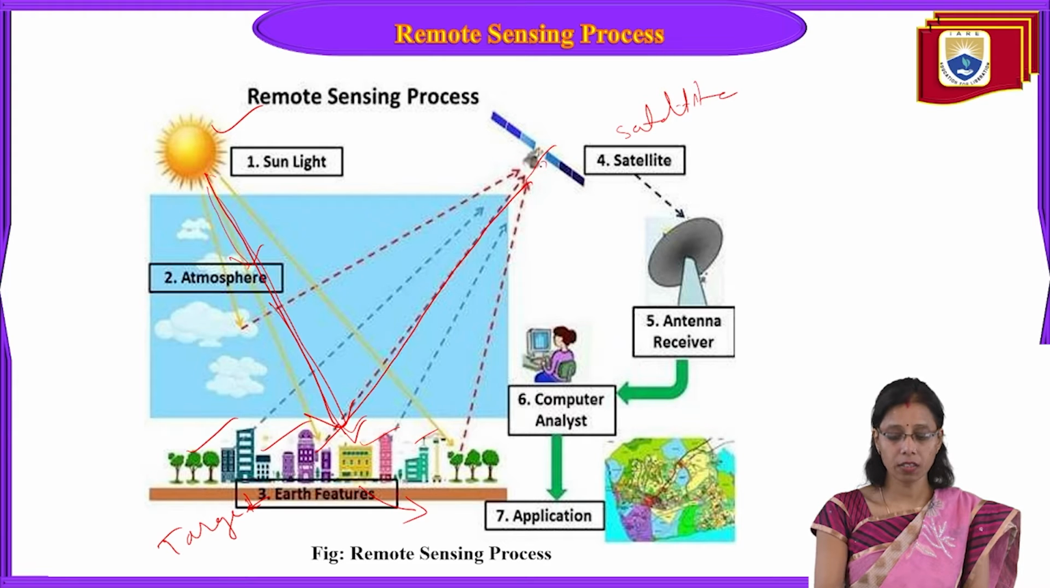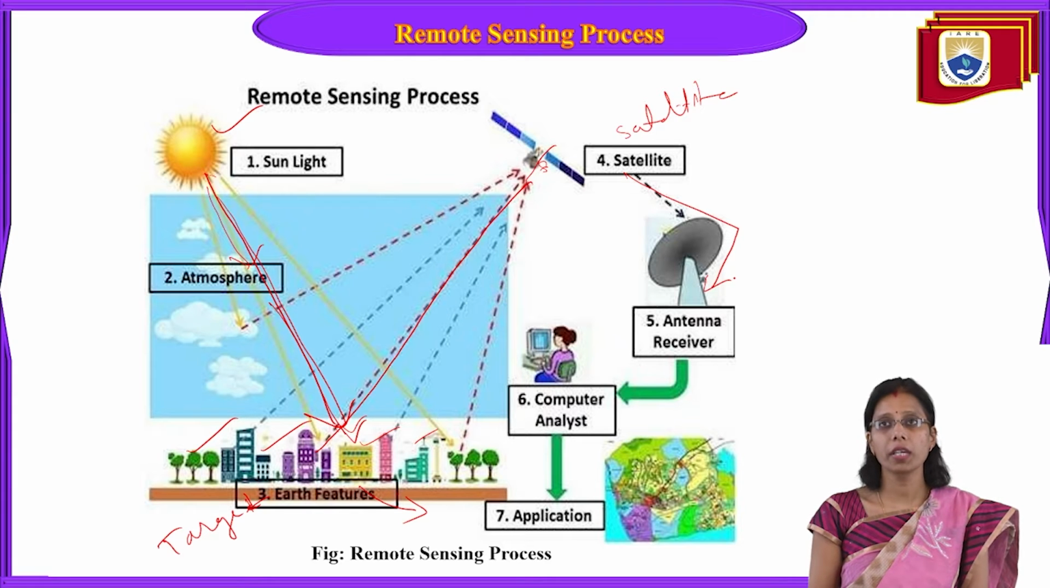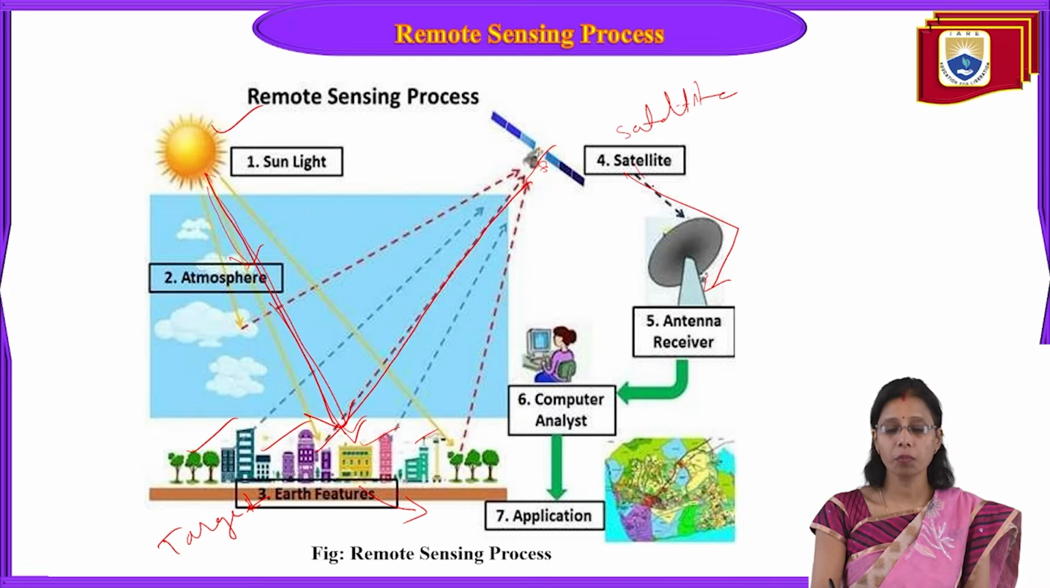The satellite has a sensor over here, so it captures the information sent from the ground, and then finally it sends it to the antenna receiver. This receiver is located in receiver stations, like NRSC or ISRO or different organizations, where they receive the information. It has an antenna which receives the information from the satellite. From the satellite, it goes to the computer analyst. From the computer analyst, finally we go to the application part. This is the process of remote sensing.